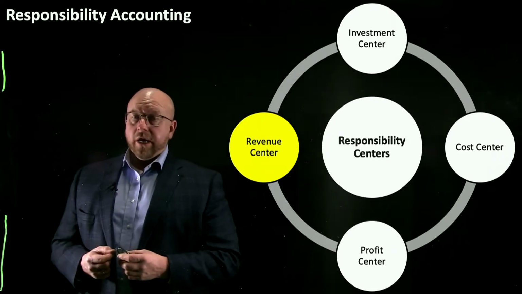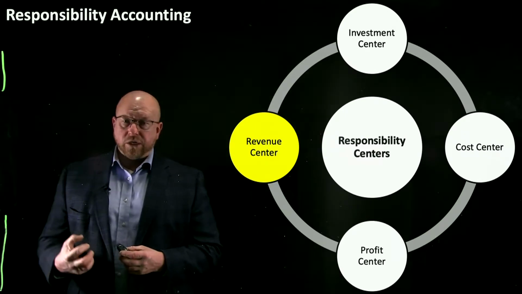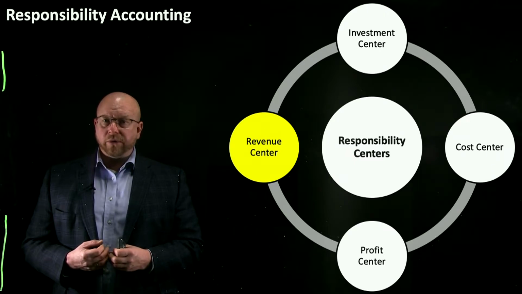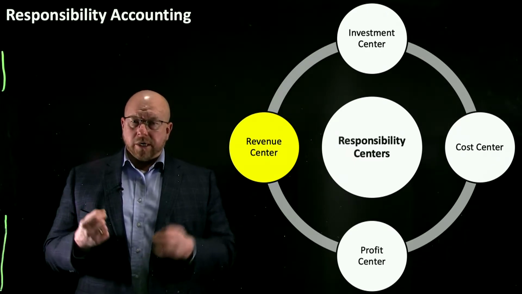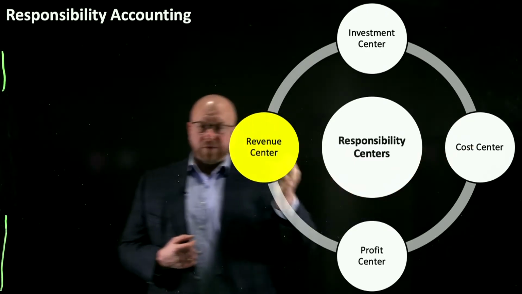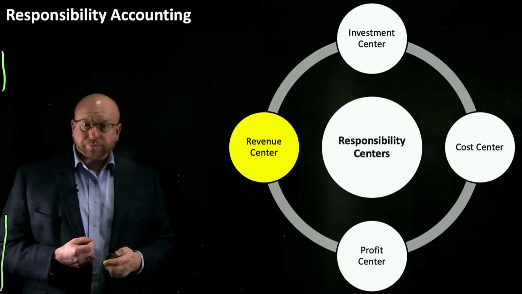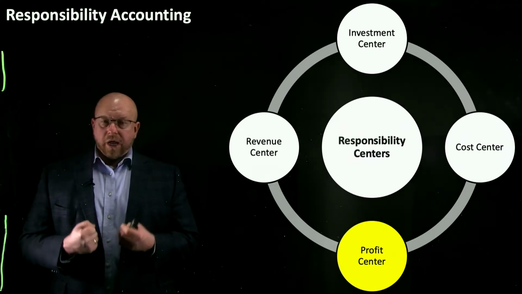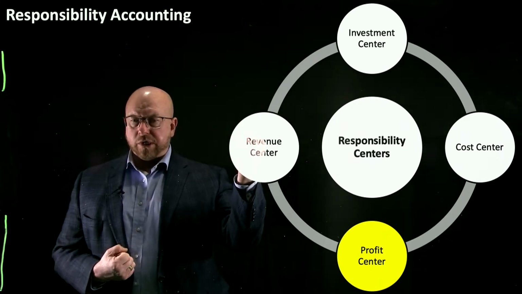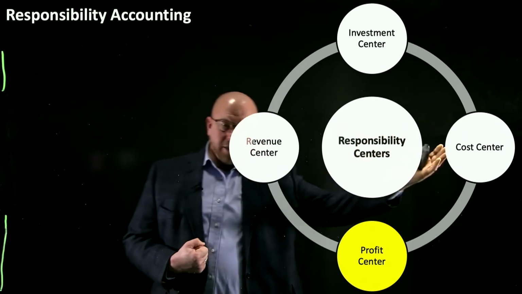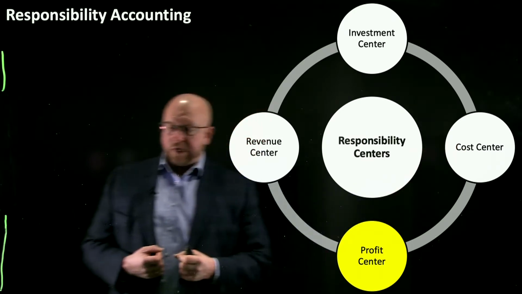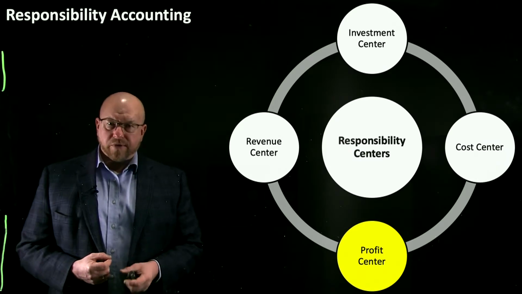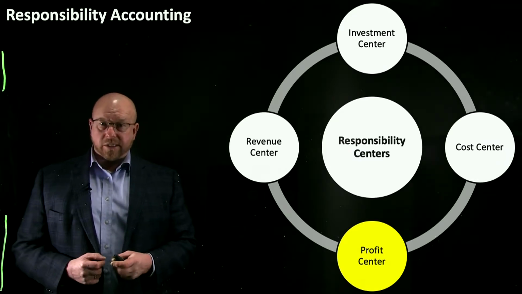So you could have a situation where a manager is held accountable for only revenues because they only control revenues. But be cautious and understand that the costs are part of that total profit picture, which brings us to a profit center. If a manager has control over the revenue portion of the income statement and the expense or cost portion of the income statement, then that manager really is running a profit center and should be evaluated as such.